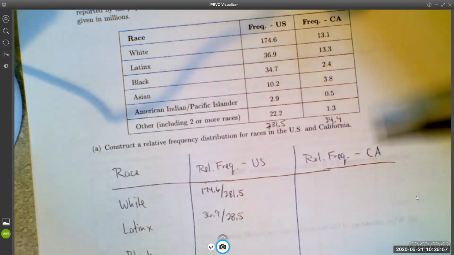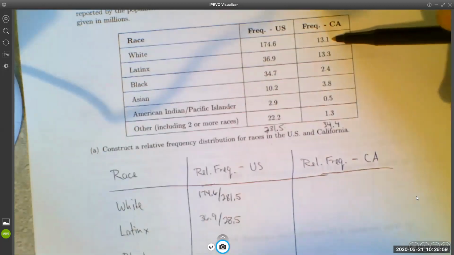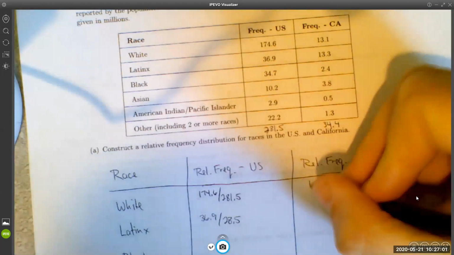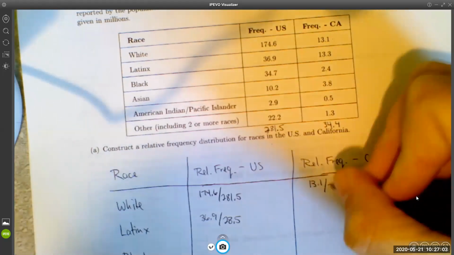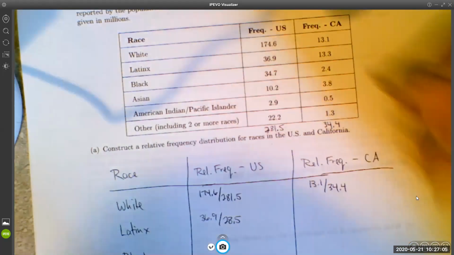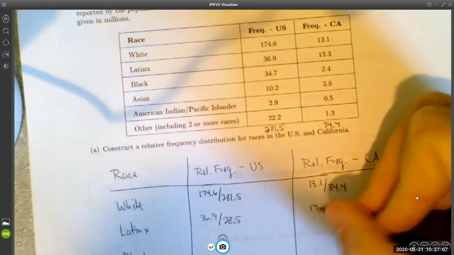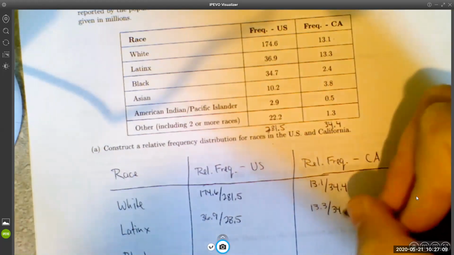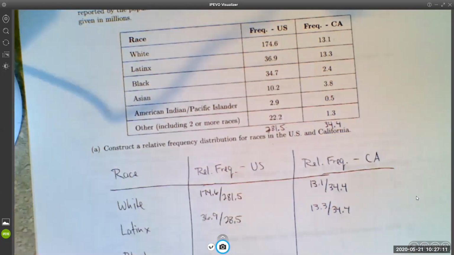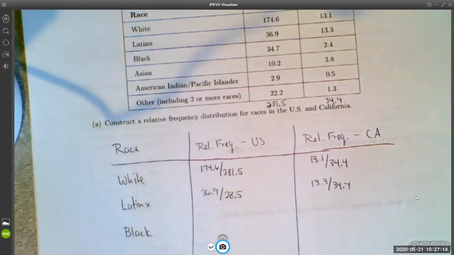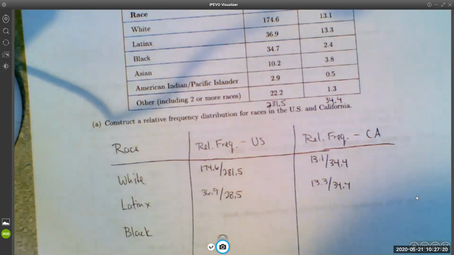But for the relative frequencies in California, we wouldn't divide by 281.5, we would divide by 34.4, right? So for the relative frequency of white people in California, we would say 13.1 divided by 34.4. And for Latinx people, we would say 13.3 divided by 34.4. Okay, and so forth. I'm not going to write out the rest of the fractions because it makes for a messy table. I'm just going to write down my answers from here on out.